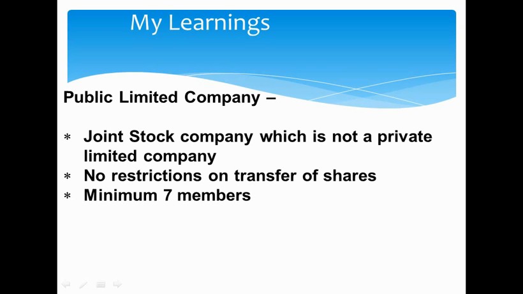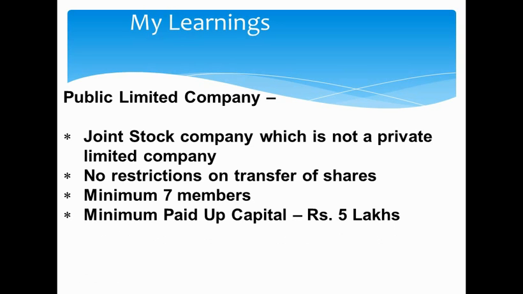Minimum 7 members. There should be minimum 7 members in a public company. There is no upper limit to the number of members that a public limited company can have. It can have as many members as it wants.